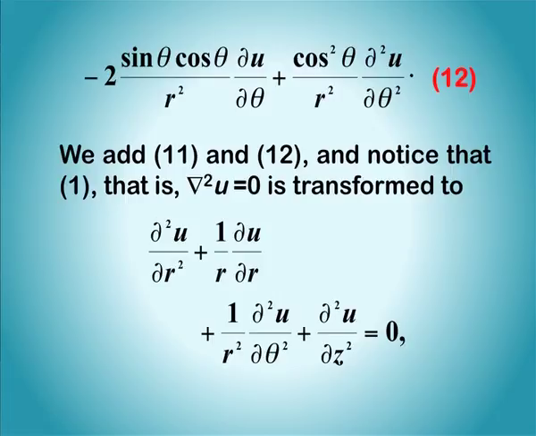We now add the previous equation, that is 11, and the equation you are now observing, which is equation 12. We add them, and notice that equation 1 with which we started, this is ∇²u equal to 0, is transformed. ∇²u is the second order Laplacian operator, and Laplace's equation will be equal to 0.